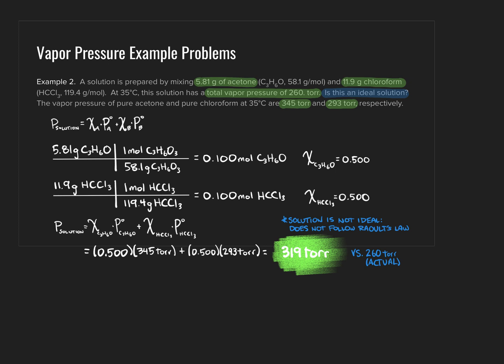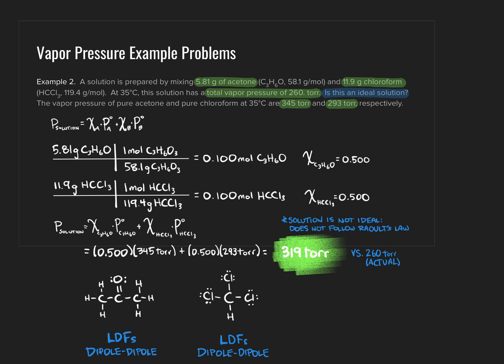Within a sample of pure acetone, the IMFs present would be London dispersion forces, as well as a weak dipole-dipole interaction due to the presence of that carbonyl group, making this a slightly polar molecule overall. Within the chloroform molecules, again, we have London dispersion forces, and we would also have dipole-dipole interactions due to the strong dipole from those chlorines and the hydrogen on the other side. So again, we've got an asymmetrical molecule with differences in electronegativity, and therefore a significantly polar molecule.